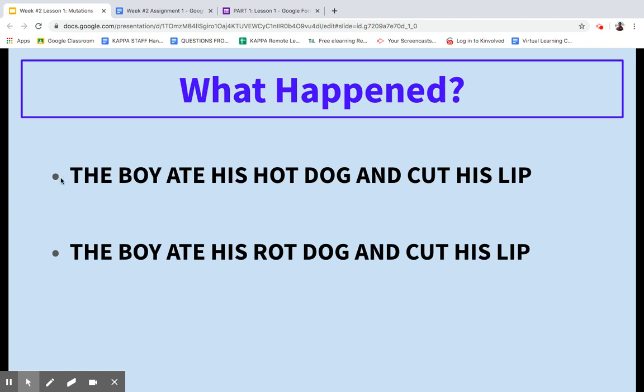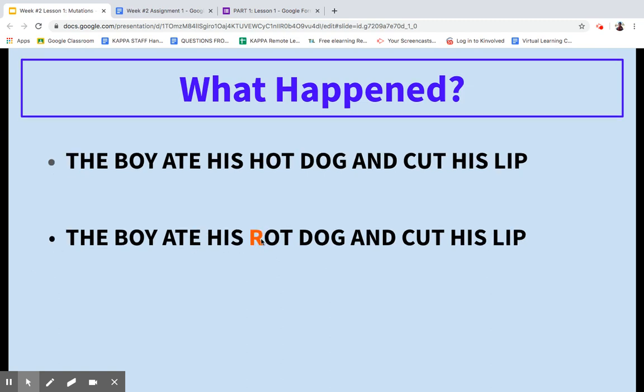Here's our regular, here's our mutation. What do you notice? If you look, there's an R in this word instead of an H. This is what happens to DNA in mutations. A letter is either changed, taken out, or an extra letter is put in, and this affects the job or function of the DNA.